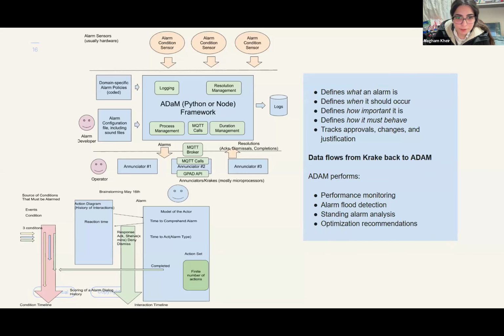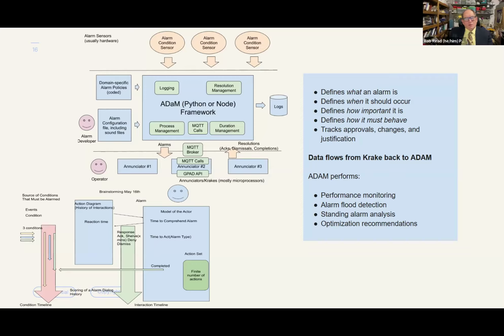ADaM functions as the governance and intelligence layer, supporting alarm philosophy development, alarm identification, rationalization, prioritization, documentation, and management of change through structured workflow and automation. ADaM promotes consistency, traceability, and alignment with alarm management standards. I would like to invite Robert to tell us briefly about ADaM. However, we will learn a lot more about ADaM during next month's gathering. Robert, over to you.